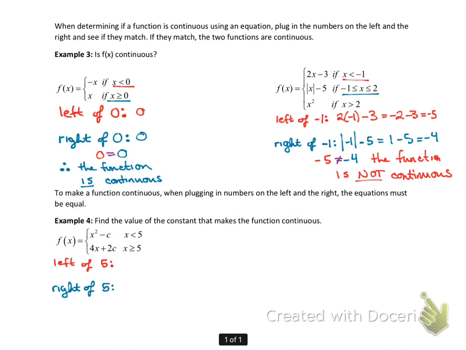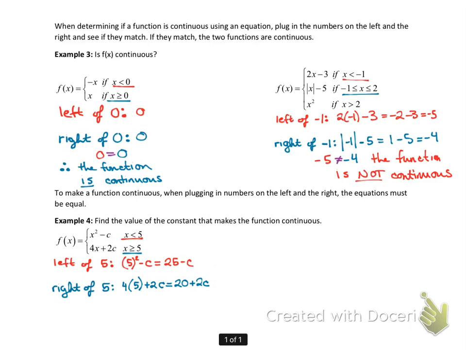So let's go ahead and do that. Now, the left side is going to be the top equation, the right side is going to be the bottom, because one's to the left because it's less than, and one's to the right because it's greater than. And I'm going to plug in 5. So I'm going to get 5 squared minus C, which simplifies to 25 minus C. Now I'm going to plug 5 into the other equation where I see x. Remember, we're talking about x here. I don't know what C is. That's what I want to find. So now we have 4 times 5 plus 2c. Well, if I simplify that, I get 20 plus 2c.